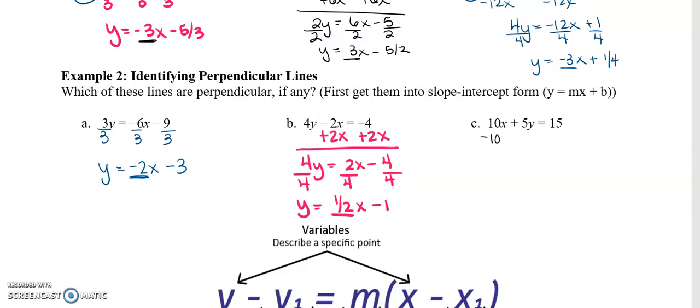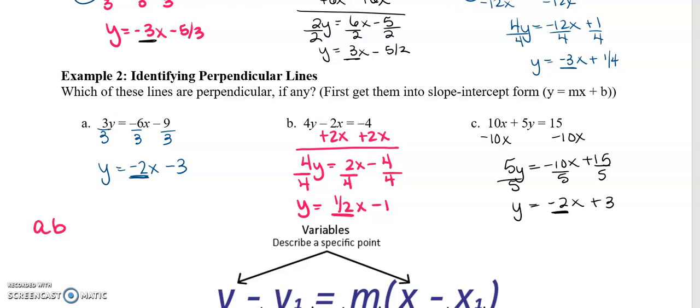And then we want to subtract 10x. 5y equals negative 10x plus 15. And lastly, divide everything by 5. Negative 2x plus 3. So slope of negative 2 as well. So A and C look like they are parallel. And so that would mean that A and B are perpendicular, and then B and C are perpendicular.